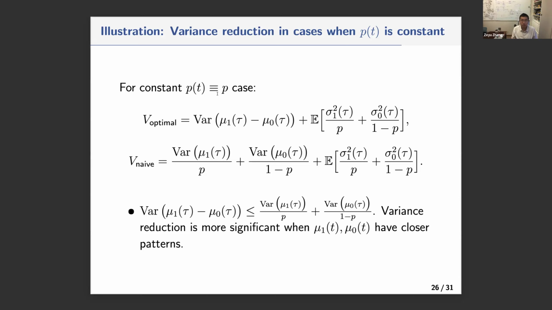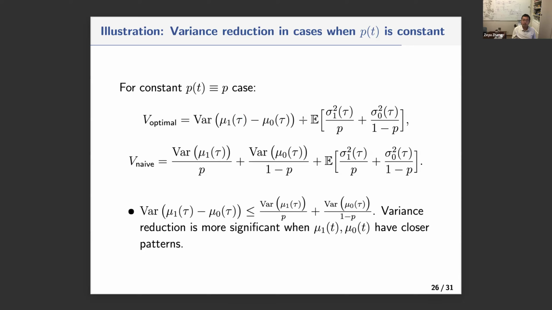So if PT is set constant, this is the term of the optimal asymptotic variance, also achieved by the sample-based post-replication estimator. This term is the naive estimator's variance, and tau here is a term used to make the formula more concise, where tau denotes a random time of an arbitrarily chosen user, that user's arrival time. Okay?